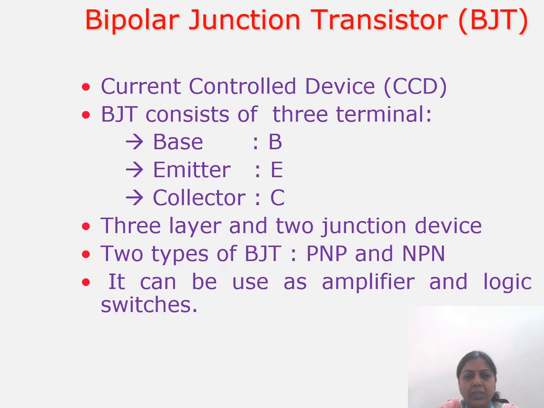Bipolar junction transistor consists of three terminals: one is a base, emitter and a collector. Then it consists of three layers and two junctions. So based on this, there are two types of BJT, one we can call PNP, another is NPN. The main applications of this bipolar junction transistor, they can be used in the amplifier circuits and logic switches.